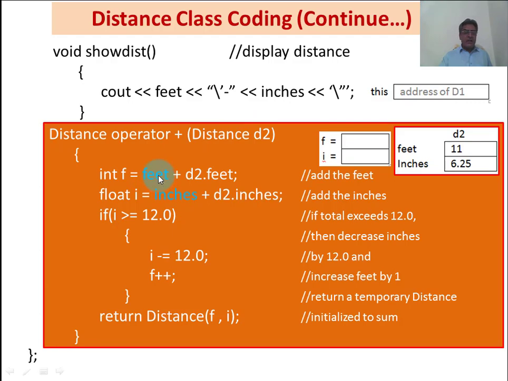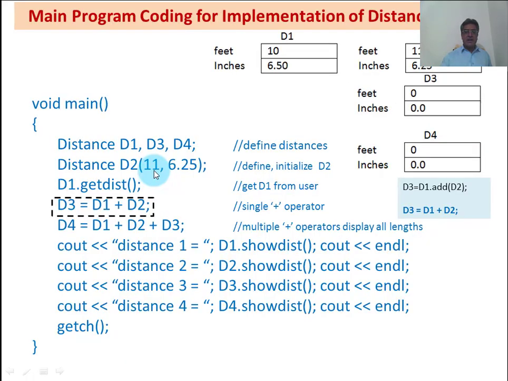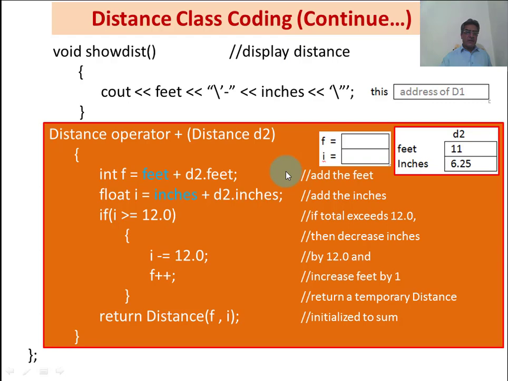So feet of D1 will be here, and D2 dot feet is 11, while feet of D1 is 10. You may see, this is 10. The computer will have this pointer jump to this location and get the value of feet, that is 10, from here. So 10 will be here, D2 dot feet, 11, is here, 10 and 11 will become 21, and 21 will be stored in F.